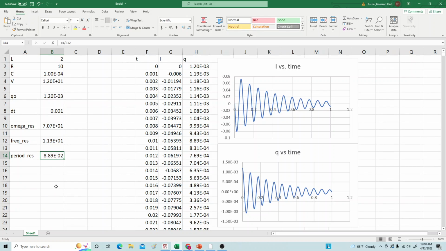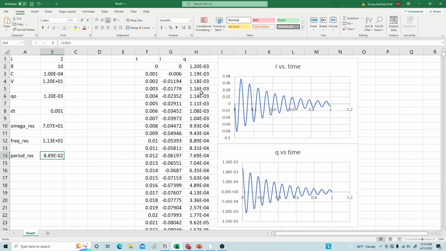So my resonant period is going to be about 8.89 times 10 to the negative 2, or very close to 0.01. And the closer or larger to that value I use, the faster these instabilities are going to grow. So watch what happens to my chart.